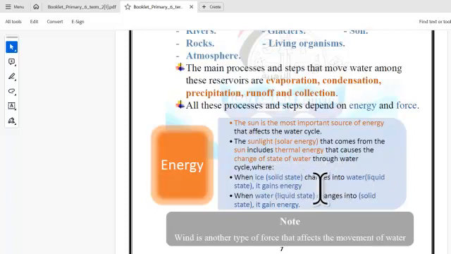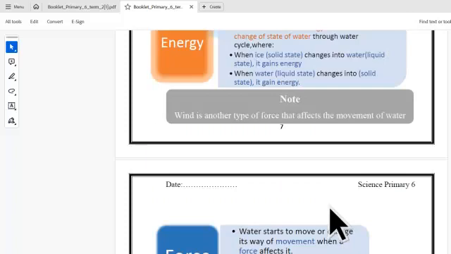that causes the changes of state of water through the water cycle, where when ice changes into water, it gains thermal energy. Ice, solid state, changes into water, liquid state. When water changes into water vapor, it gains thermal energy.